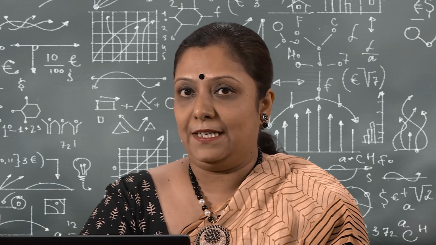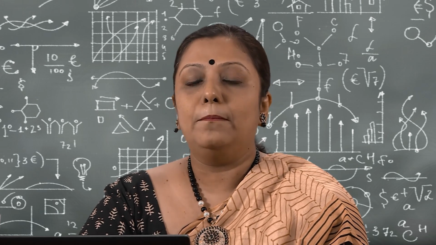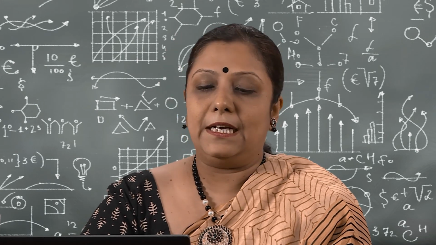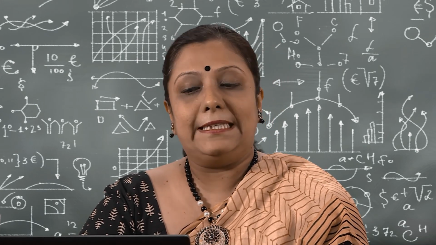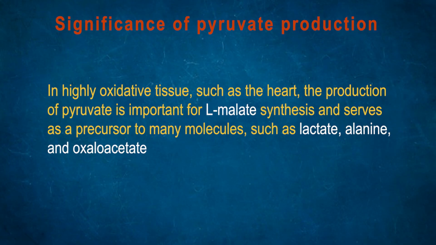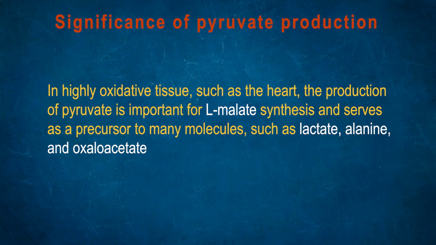So this pyruvate can either be converted to carbon dioxide and water, or in anaerobic conditions it can be converted to ethanol and carbon dioxide or to lactate. In highly oxidative tissue such as heart, the production of pyruvate is very important to malate synthesis, as well as it serves as the precursor for synthesis of lactate, alanine as well as oxaloacetate.